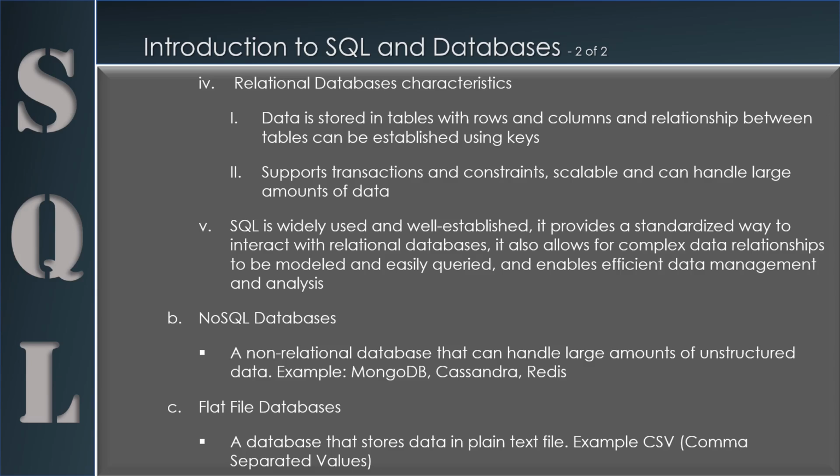To summarize, relational databases organize data into tables with rows and columns, and relationships between tables can be established using keys. They support transactions and constraints, are scalable, and can handle large amounts of data. SQL is widely used and well established in the industry. NoSQL databases can handle large amounts of unstructured data, while flat file databases store data in plain text files.